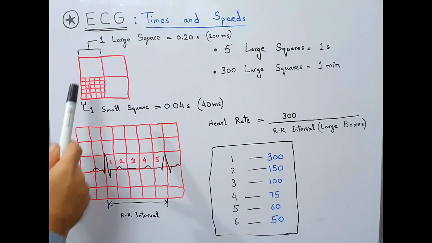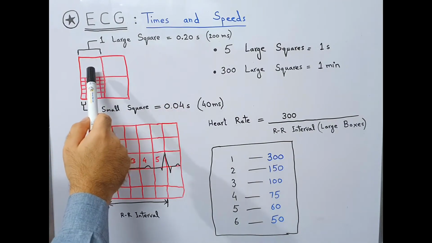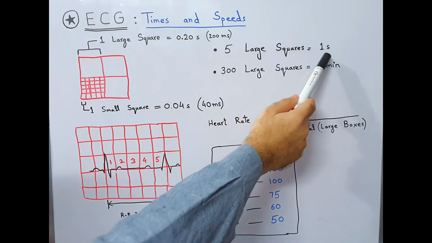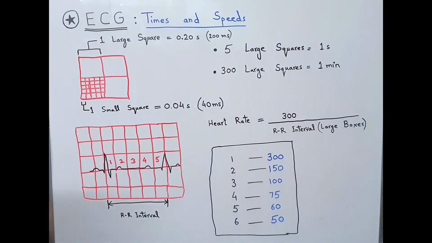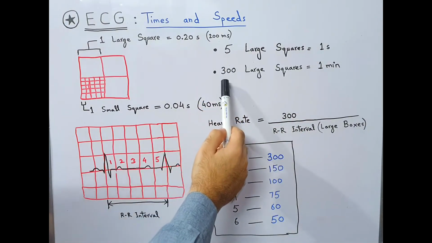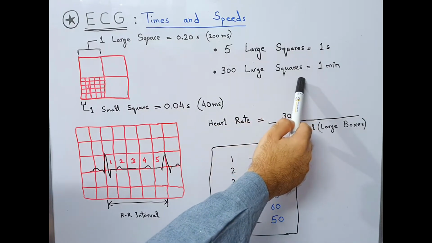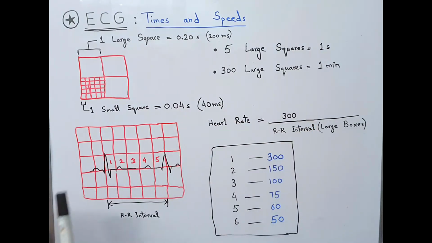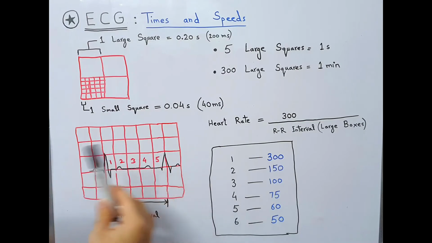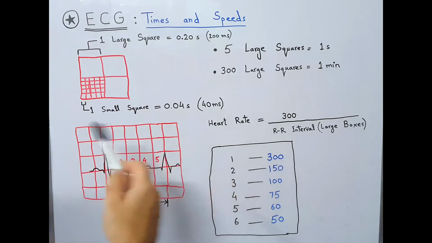So if one large square is 0.2 seconds, 5 large squares will make 1 second. And in 1 minute, 5 into 60, 300 large squares will be there. So the speed of the ECG paper is such that in 1 minute, 300 large squares pass.